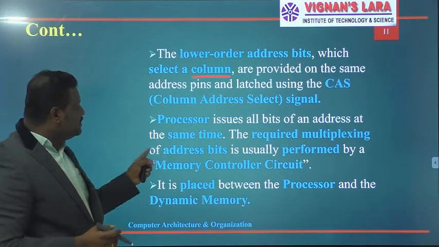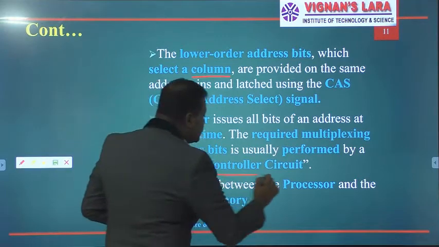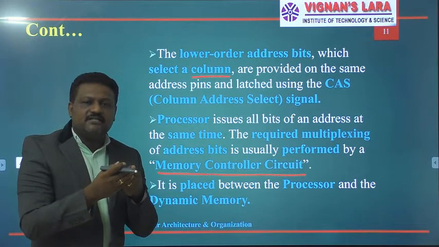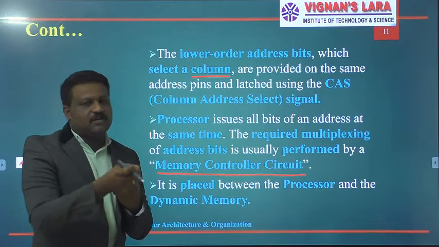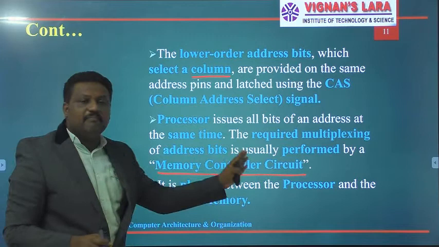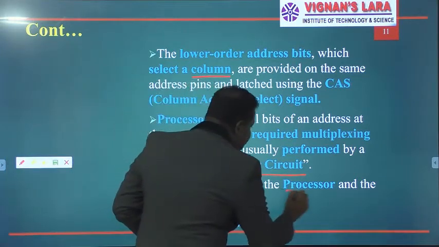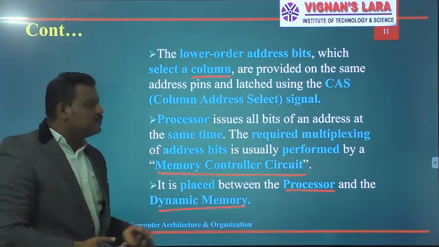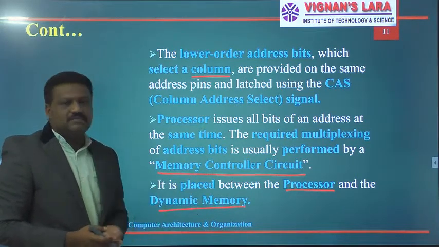The required multiplexing of address bits is usually performed by a memory controller circuit. This is important. That means once a processor generates an address, that address can be split into two partitions. One is treated as the column address bits and the second one is the row address bits. This we do with the help of a memory controller circuit. Generally, this memory controller circuit is placed between our processor and the memory chip.